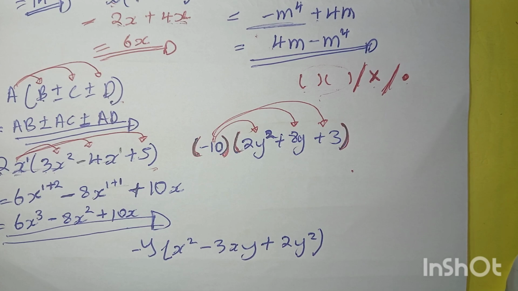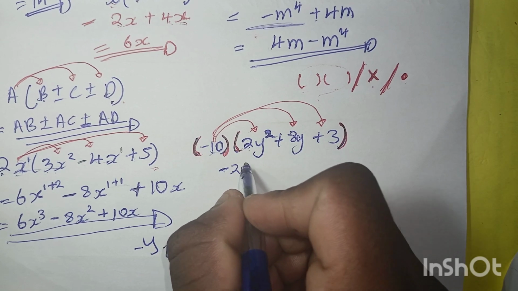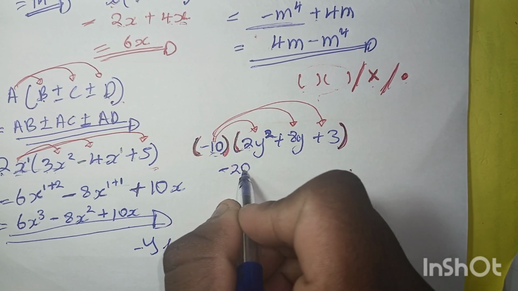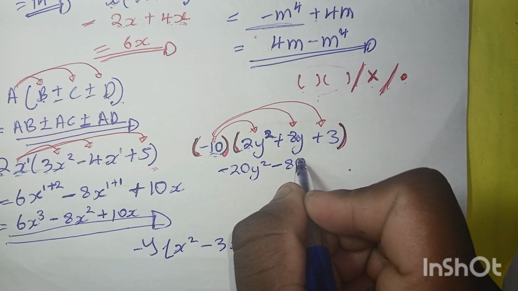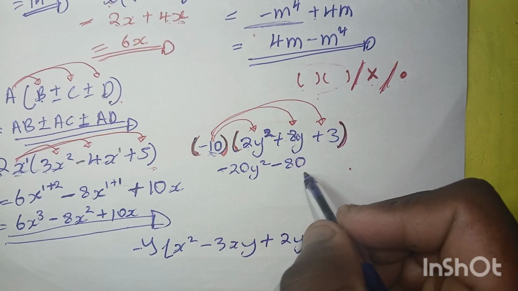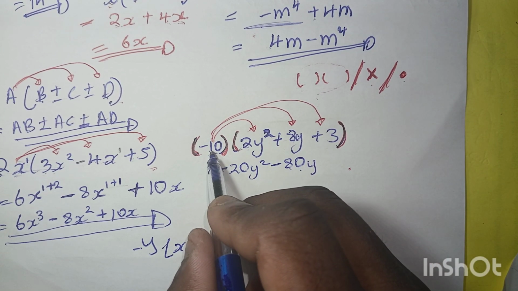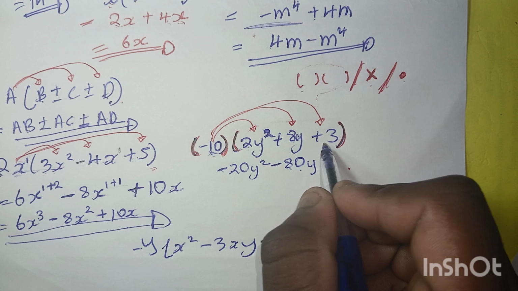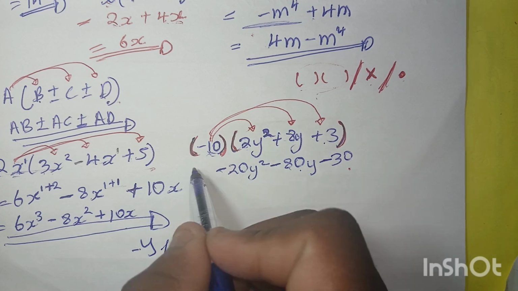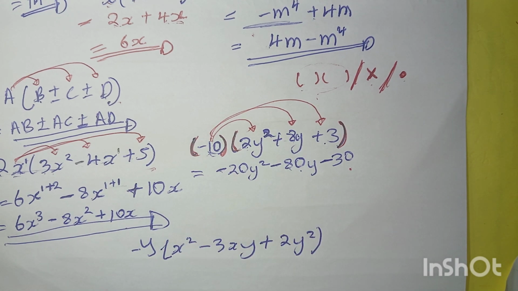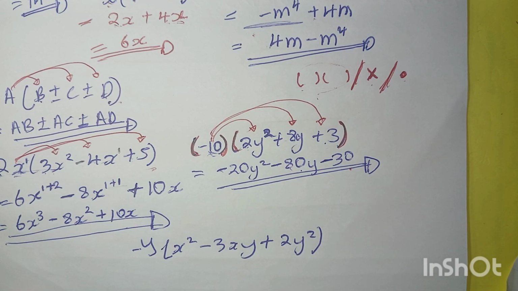So my final answer here, this multiplied by that one, different sign, gives me negative 20, because 10 multiplied by 2 is 20y squared. Different sign, gives me negative 8, because 10 multiplied by 8, gives me what? 8y. And negative 10 multiplied by positive 3, different sign, gives me negative 30. Do you see? And now if you check, I got no like terms here. I can say now this one is the final answer, because I don't have any like terms.